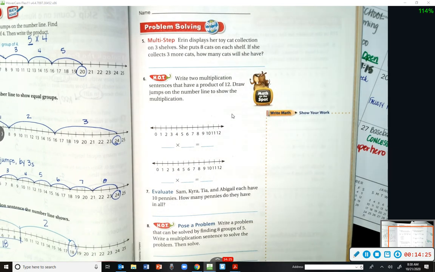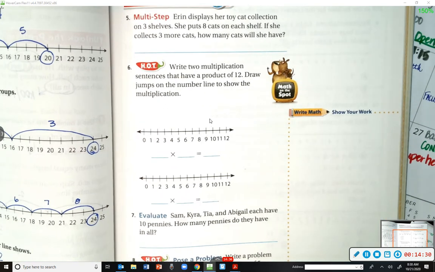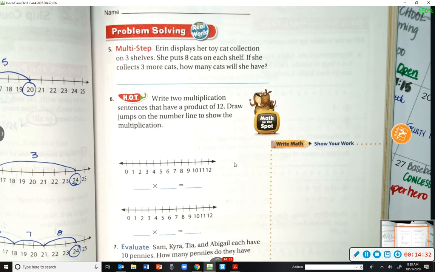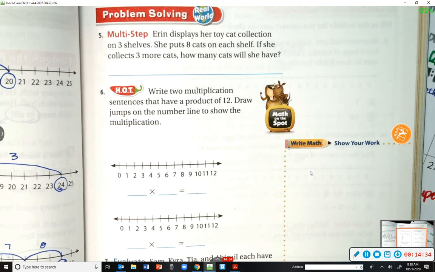Now that we got the steps down, we need to put it in a word problem. Okay? Number 5 says, Erin displays her toy cat collection on 3 shelves. She puts 8 cats on each shelf. If she collects 3 more cats, how many cats will she have?